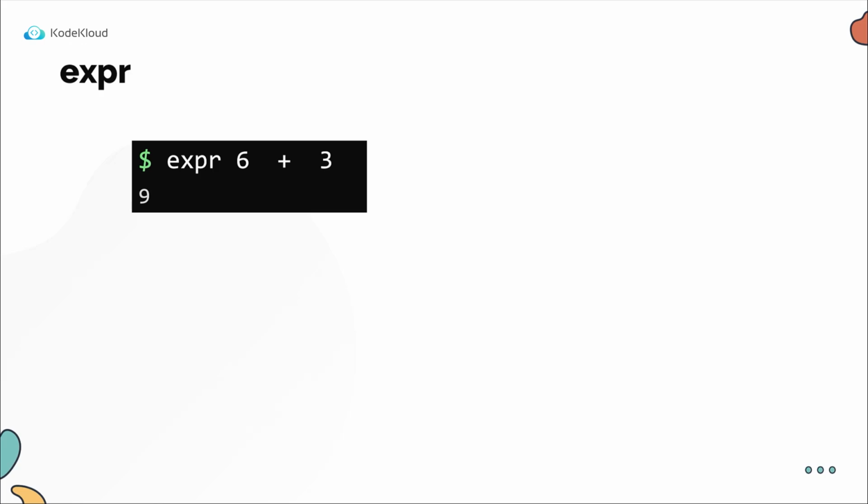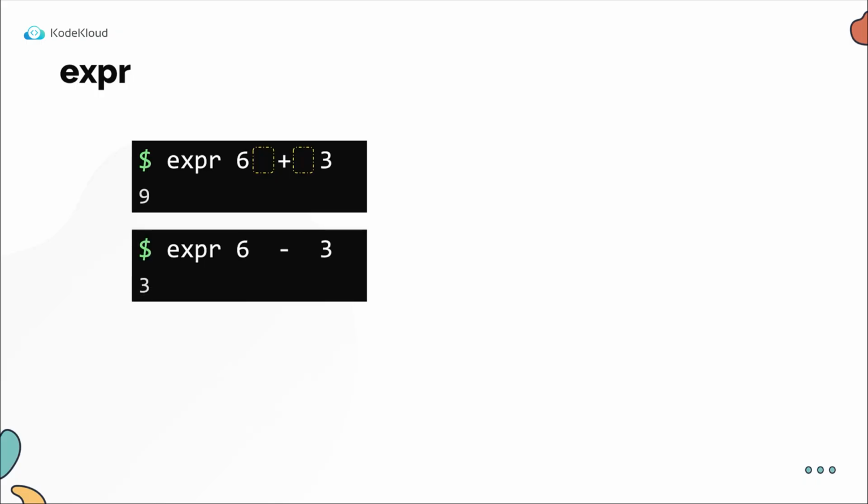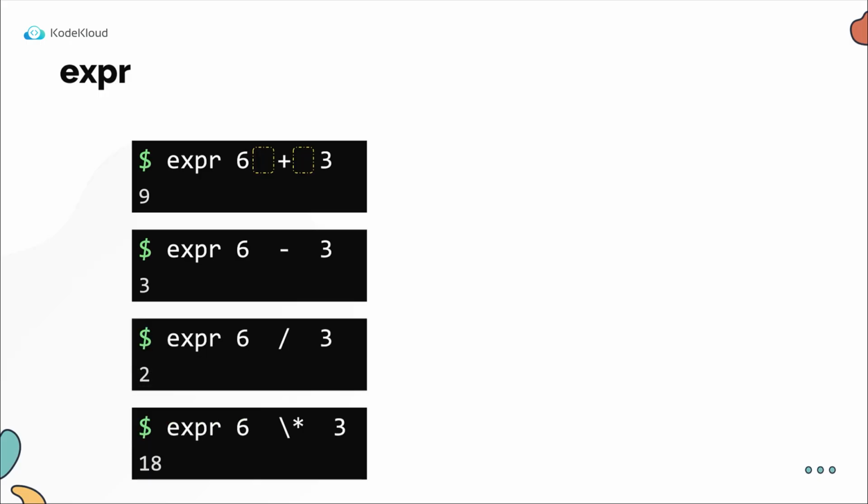However, note that the operator and the values must be strictly separated by a space. Similarly, you can use the expr utility to perform other mathematical operations like subtraction, division, and multiplication. However, note that in case of multiplication, you must escape the star symbol with a backslash like this. This is because star is a reserved regex character in shell, and it typically means everything. So you must escape the star symbol here using a backslash.